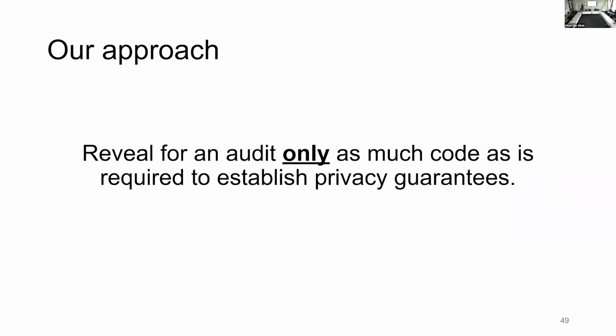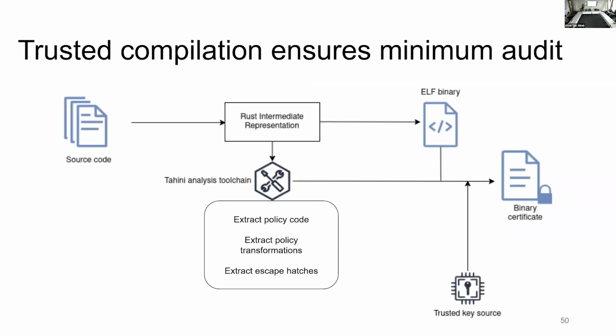To enable this property, we use a technique that is trusted compilation. Now, there are a couple of systems that enable trusted compilation. Usually you have your build toolchain that is being run inside some TEE and you can attest to it, okay? But specifically for us, we will look at what is happening here.